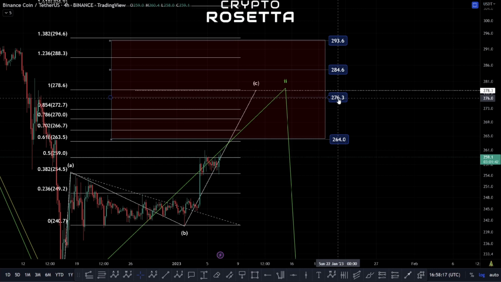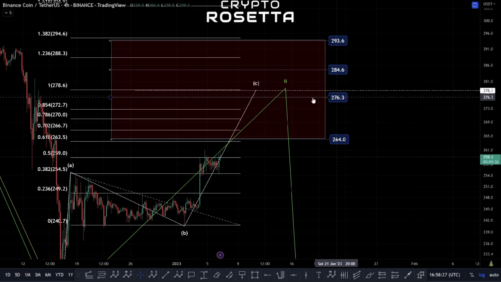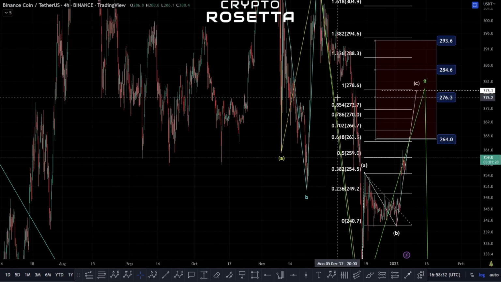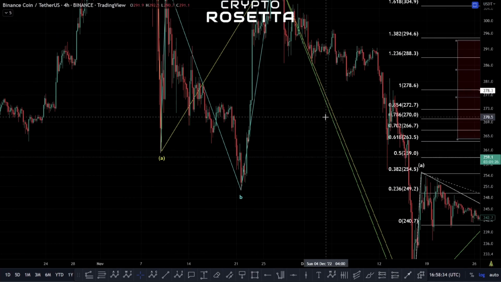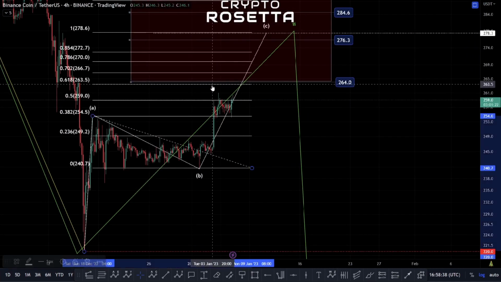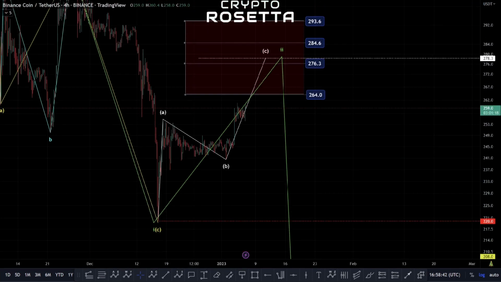But we can see that this 0.618 would be this 276, which is actually quite close to this 1-to-1. So if we do progress higher up here, that potentially could be an area we look to target. So we just have to keep an eye on it. Within this structure, if we're talking about this as an ABC, this would be a corrective move, and then we'd look to break down.